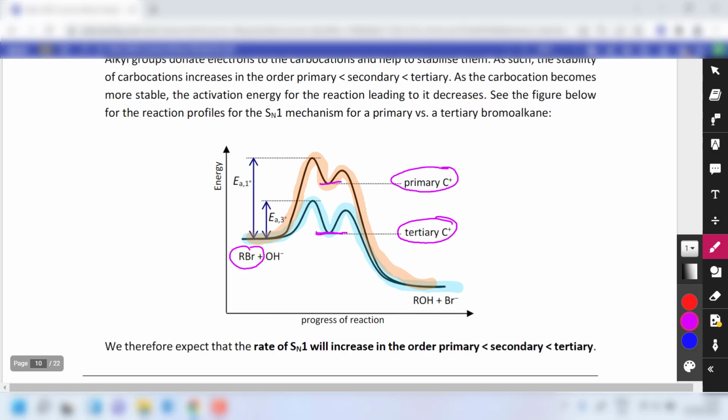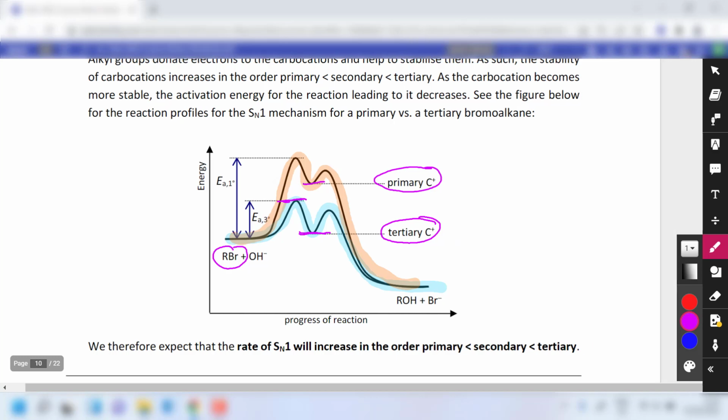Yeah, and because it is more stabilized, that means that the transition states leading to the carbocation should be more stabilized as well. Okay, so what do we mean? I think the best way to explain this is to illustrate with an example. So let us talk about an isomer. Okay, I think it's easier. So we have, say, a primary bromobutane. So this is primary RBr.